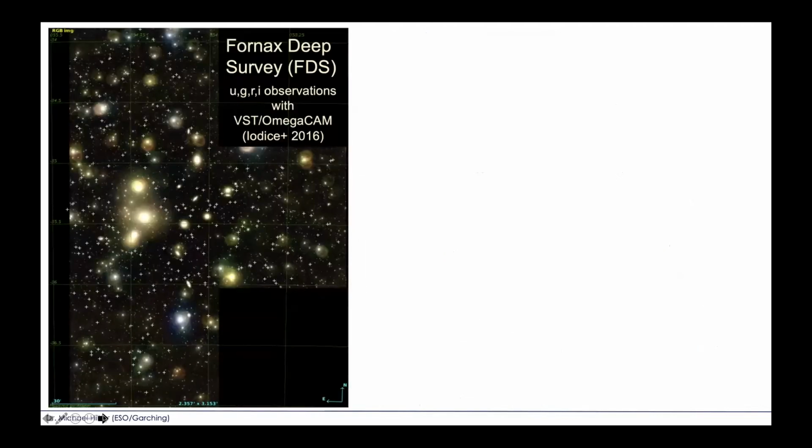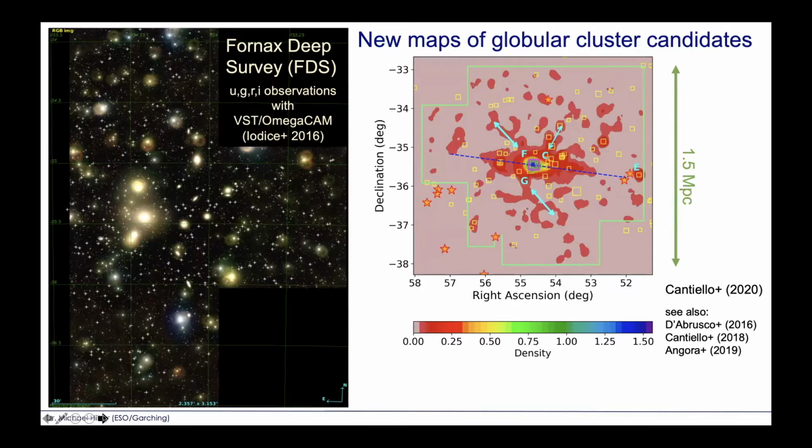So along then, in the last 5 years, there came this nice Fornax Deep survey done with the VST OmegaCAM by Enrica Iodice in 4 filters. So this is only part of the images. And with this survey, one could pre-select again globular clusters in these 4 colors and then look at their spatial distribution. And the finding was that the spatial distribution is elongated in east-west direction. So there seems to be in this cluster somehow an accretion along this line.